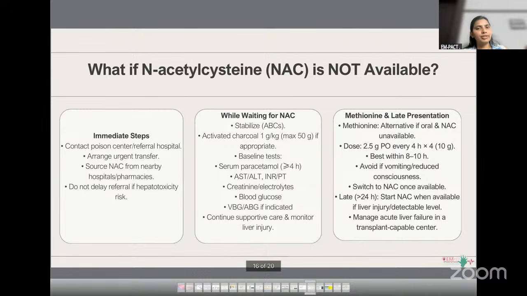You have tried all these measures. Even then, there is no way. You cannot refer the patient. NAC is not available. Then what will you do?